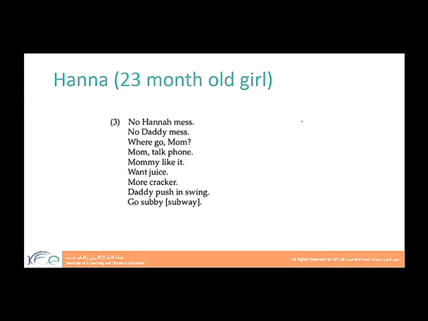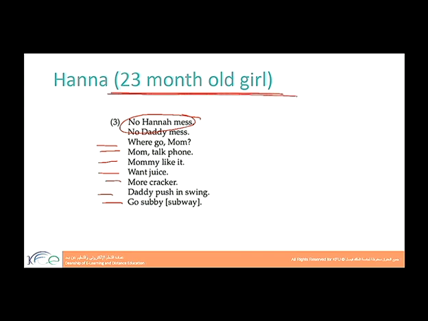Right. So this is a sample of a preschooler, someone called Hannah. No Hannah mess, as you can see. No daddy mess. Where go mom? Mom talk phone. Mommy like it. Want juice. More cracker. Daddy push in swing. Go subby, for example, or subway. Now what do you notice about the speech or language of Hannah, who is 23 months old?